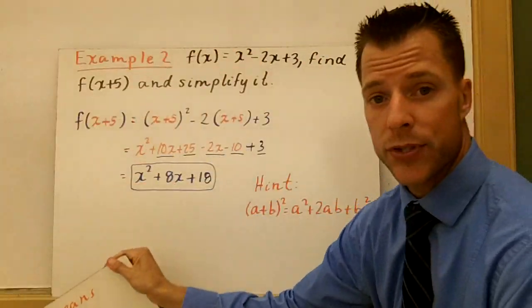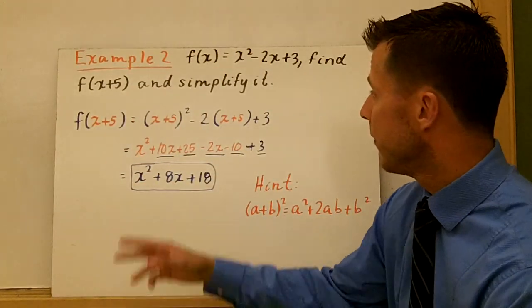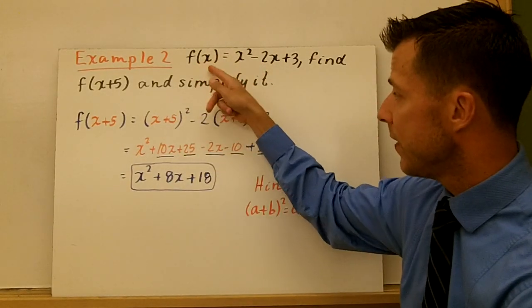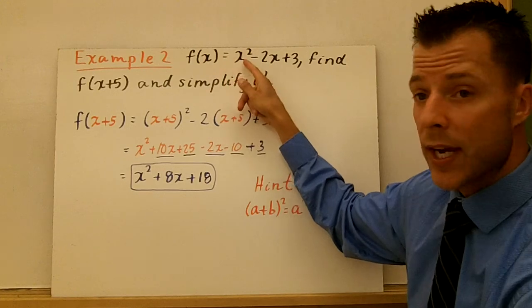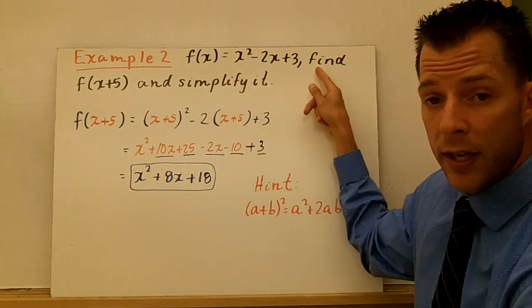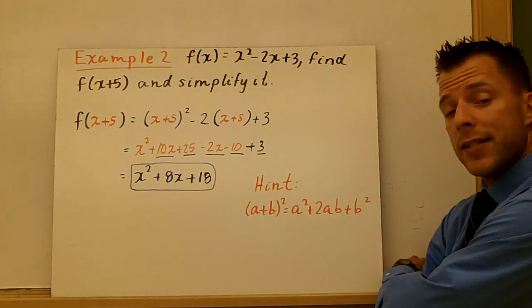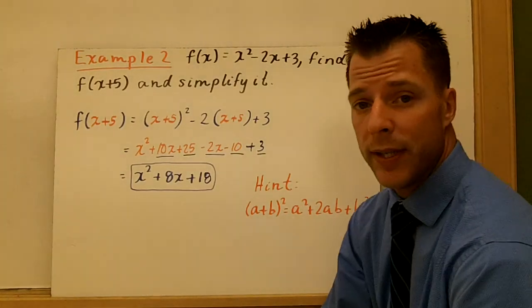In example 2, we have a little bit different. It's not much different of a function. f is defined by f of x equals x squared minus 2x plus 3, and now we're asked to find f of x plus 5 and simplify it. So now this is a little bit different.